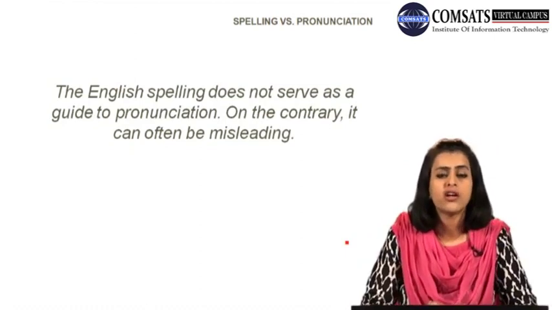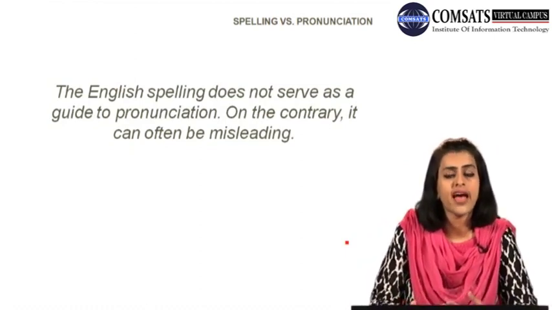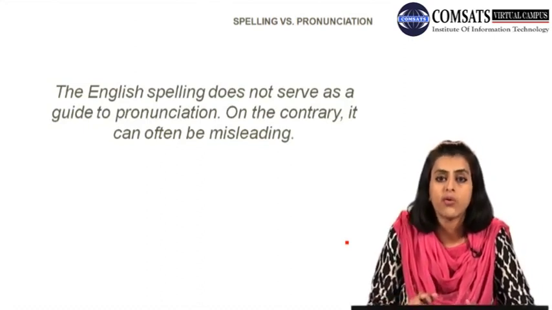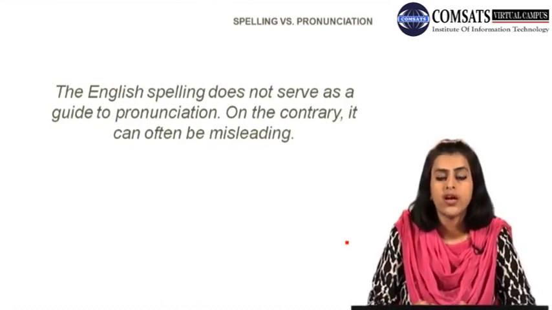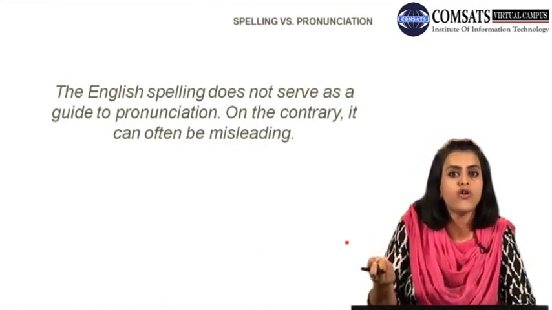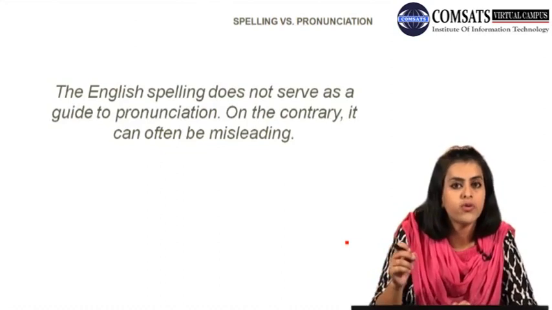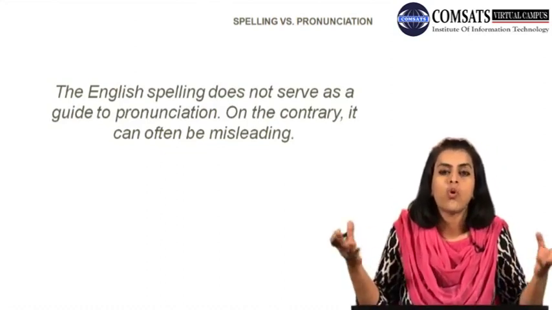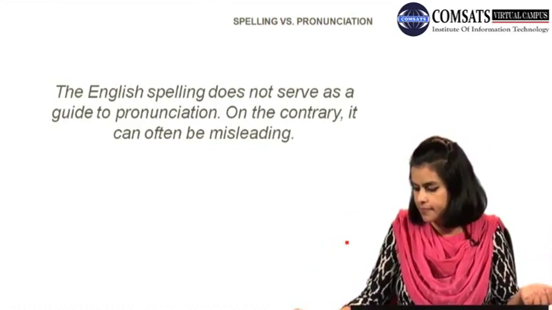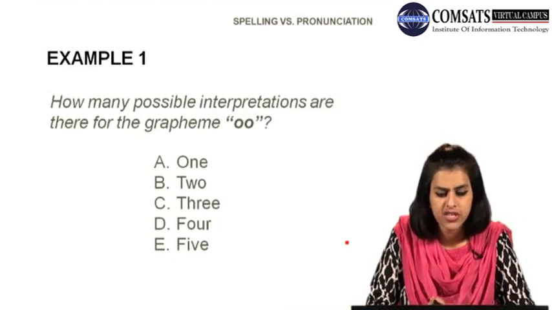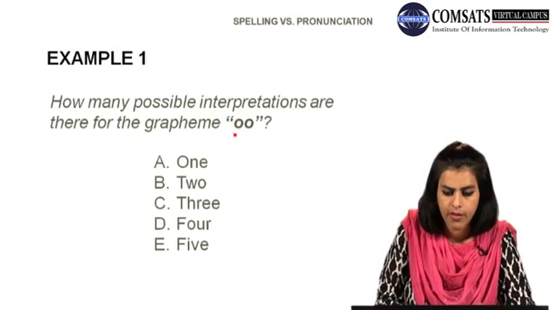You cannot rely on it because it can be misleading, since the way you pronounce one word is not pronounced in a similar way in another. So make sure that you do not concentrate on the sound of each letter attached in the word. You are going to concentrate on the whole word as a whole thing. There is one example. How many possible interpretations are there for the grapheme double O?